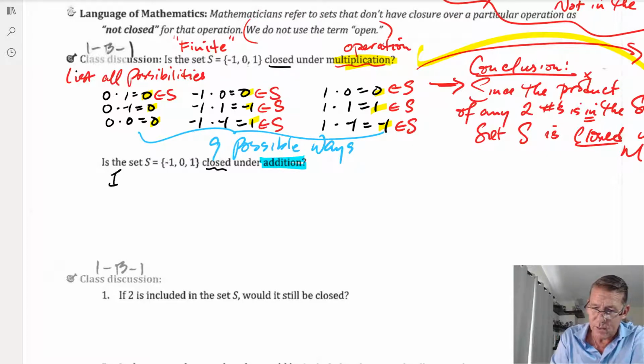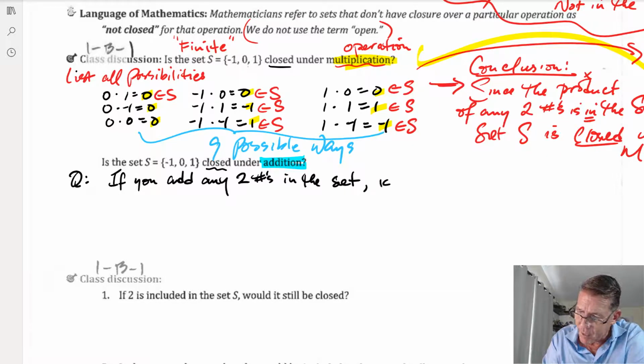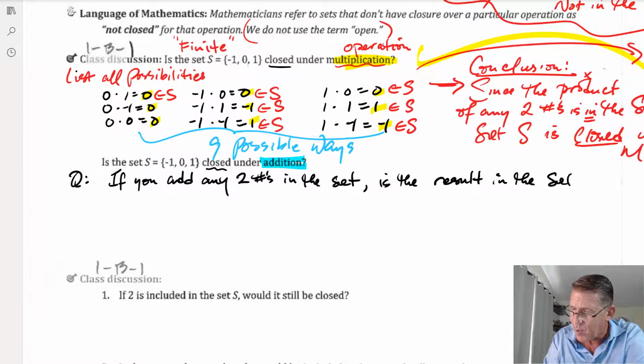That's the question. So Q for question: if you add any two numbers in the set, is the result in the set? That's the question. And if you can answer that question, then you know the answer.